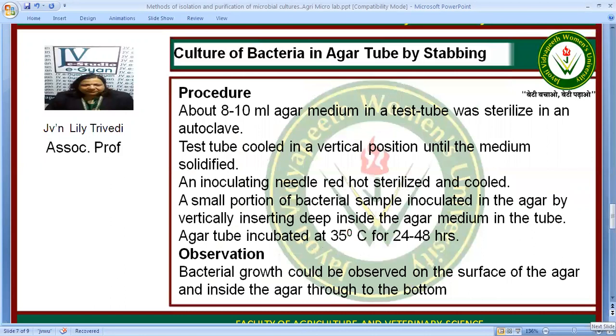Then there is agar tube stabbing, in which 8 to 10 ml of agar medium in a test tube is sterilized in an autoclave and kept in a vertical position till the medium solidifies. Now we have a sterilized, red hot and cooled inoculating needle, in which a small portion of bacterial sample is taken and inoculated in the agar by vertically inserting it deep in the agar medium. So the bacterial colony can be observed from the surface of the agar and inside the agar through to the bottom.